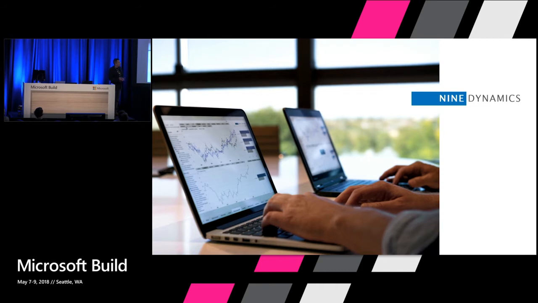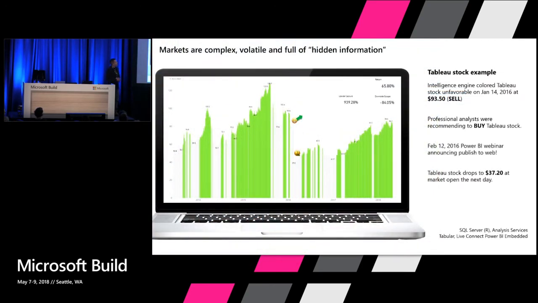So 9 Dynamics, data people, 9 is the highest integer. It's a number of change. So I think the best way to think about us is we're Change Dynamics. And in our logo, we love Power BI so much that it's actually a bar chart. So we've got it ingrained within our company: change and analytics.